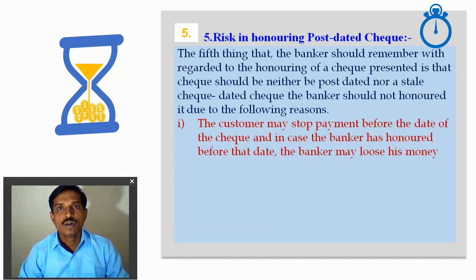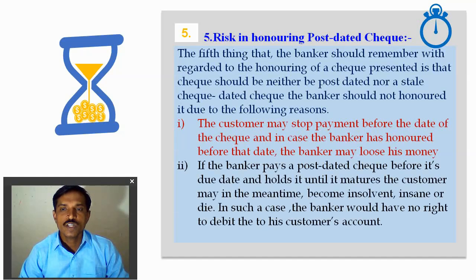Sometimes the customer gives instruction to their banker about an issued check and stops the payment of that particular check because of insufficient balance or other reasons. Even if no reason is provided but the instruction is given, the bank follows the order of its customer. If the banker pays the post-dated check before its due date and the holder waits until maturity, the customer may in the meantime become insolvent or die. In such a case the banker would have no right to debit his customer's account.